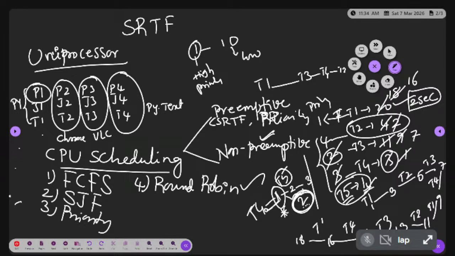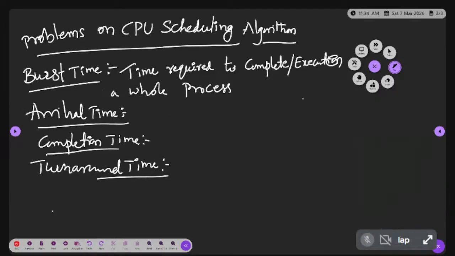Next, waiting time. Turnaround time is the time interval from the time of submission to the time of completion.